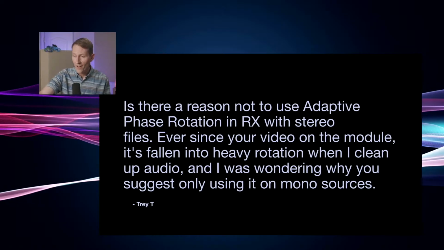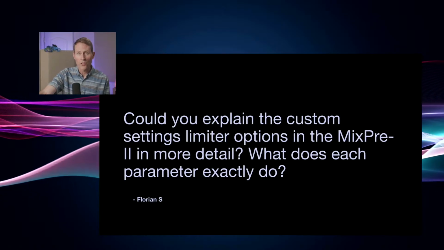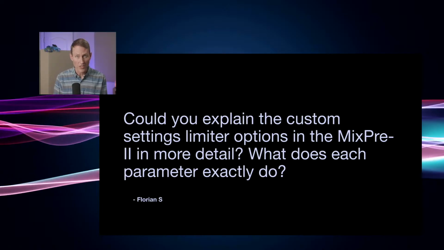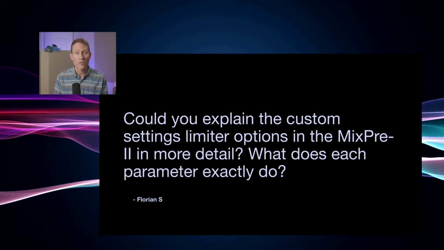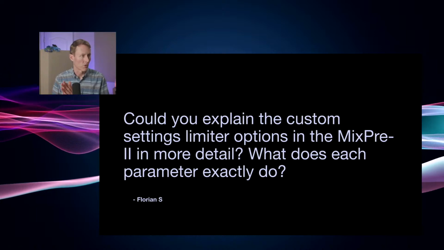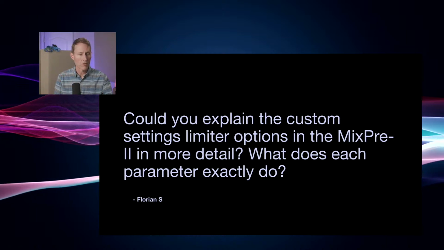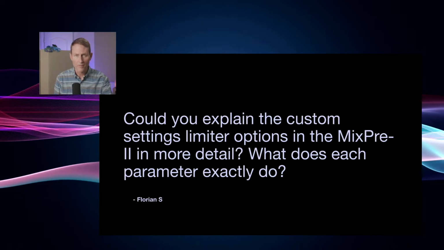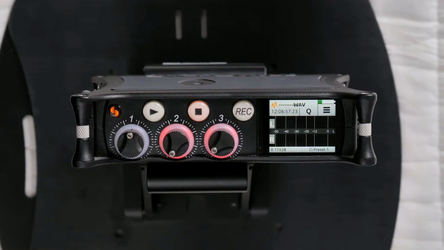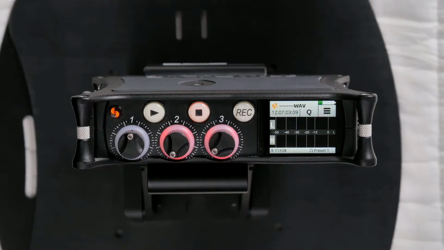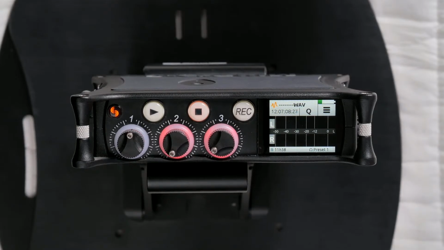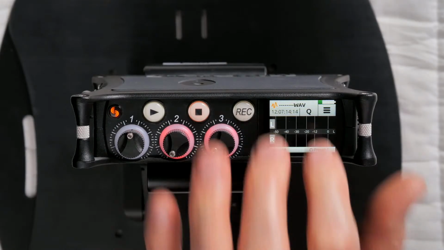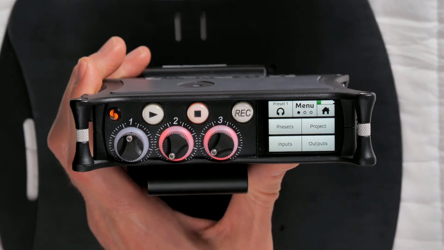Hopefully that helps. All right, next up from Florian, could you explain the custom settings limiter options in the MixPre 2 in more detail? What does each parameter exactly do? Okay, let's go to the overhead camera here. Florian is asking in the context of the manual for the MixPre, which says that you can adjust these settings for different types of recordings, dialogue versus Foley versus sound effects, and so forth. I will say this, Florian, I typically use the default settings when I'm recording dialogue, but let's go ahead and jump into the menu here.